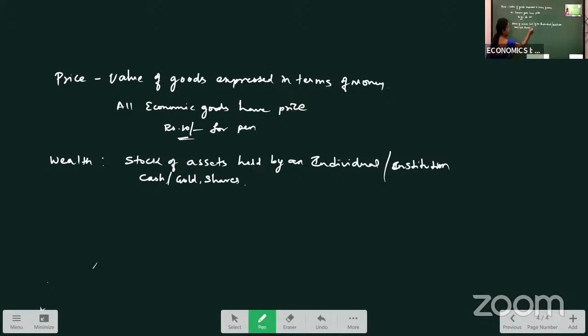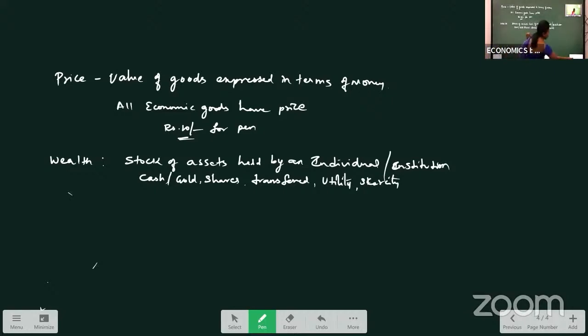So wealth can be transferred, wealth has utility, and wealth has scarcity, right? So these are the points you write about wealth. So your 10 marks, 2 marks answer will be completed. Okay. Then these are all the questions you have to revise from this.